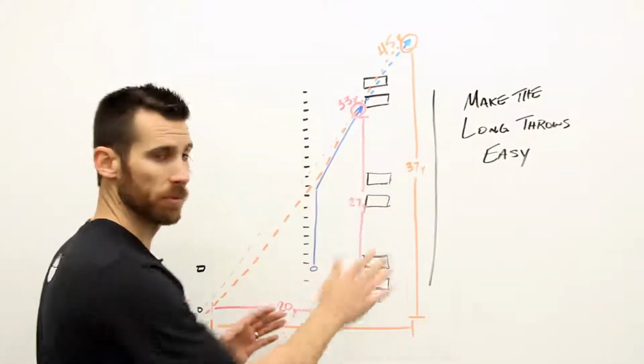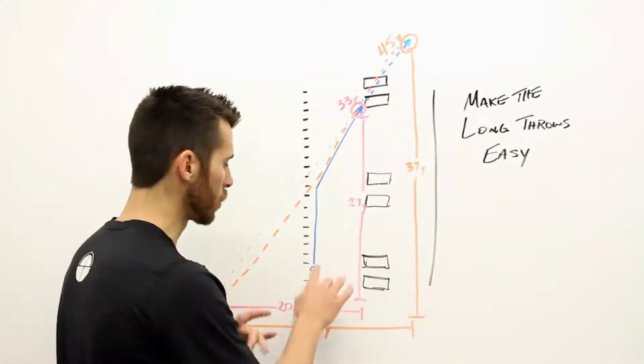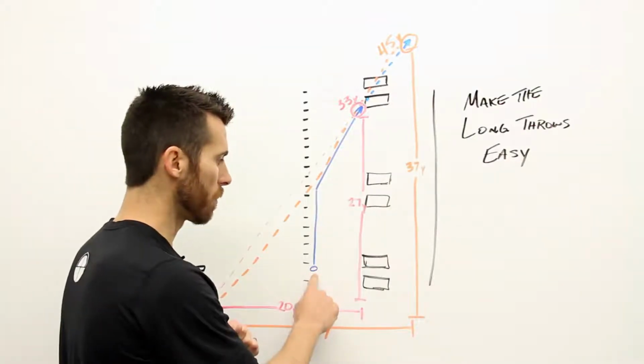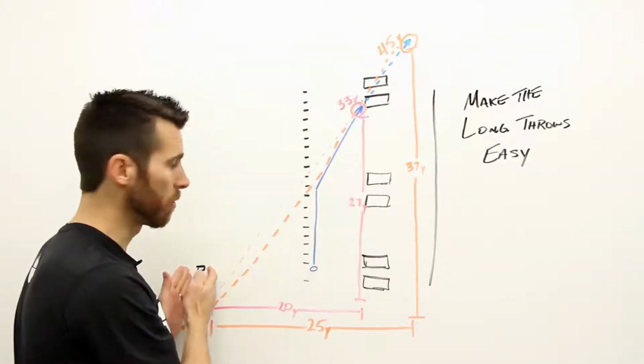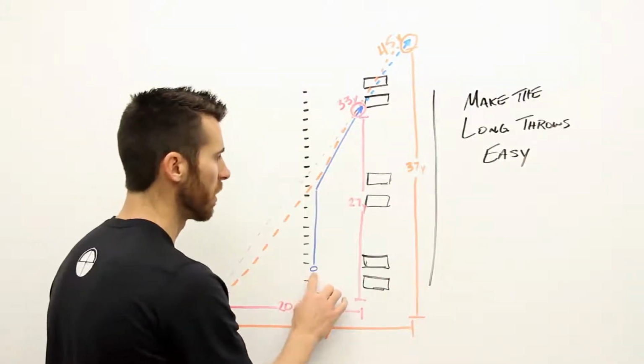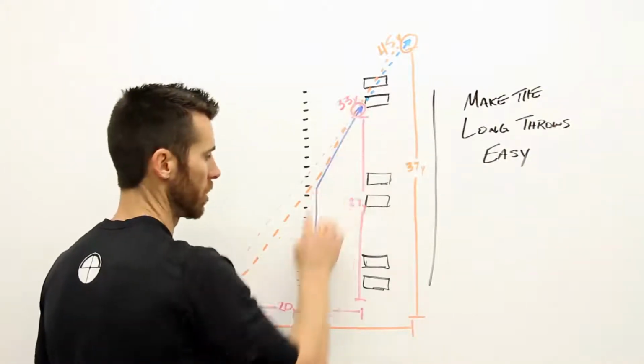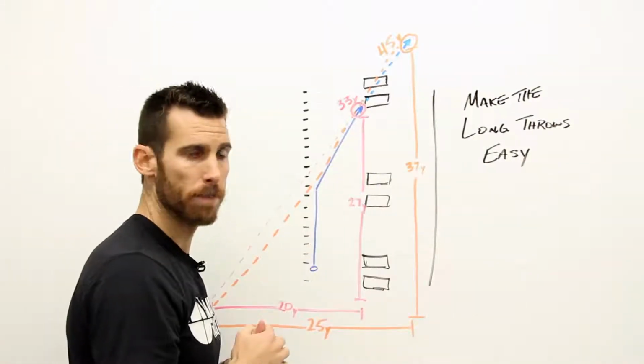So I know there's a lot of diagrams here. It looks like a blueprint, but focus with me on the blue route. So this is a number 2 receiver, right? The numbers are out here. The hash is here. We're throwing the ball from the middle of the field. The number 2 receiver is running about an 8-step corner route. So this blue route that I have right there, okay?